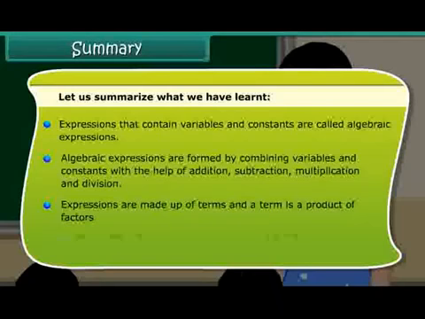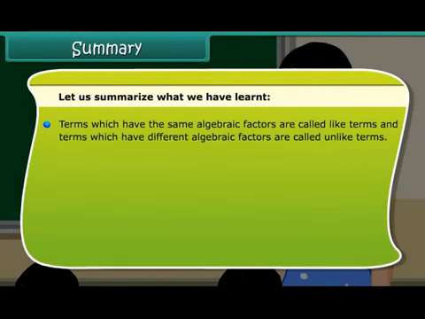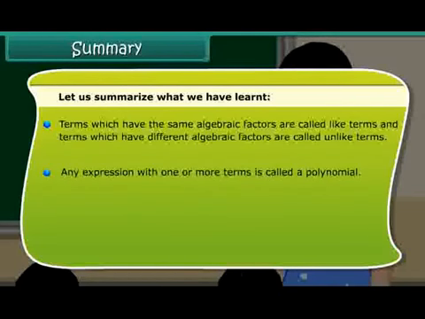The terms which have the same algebraic factors are called like terms, and terms which have different algebraic factors are called unlike terms. Any expression with one or more terms is called a polynomial.